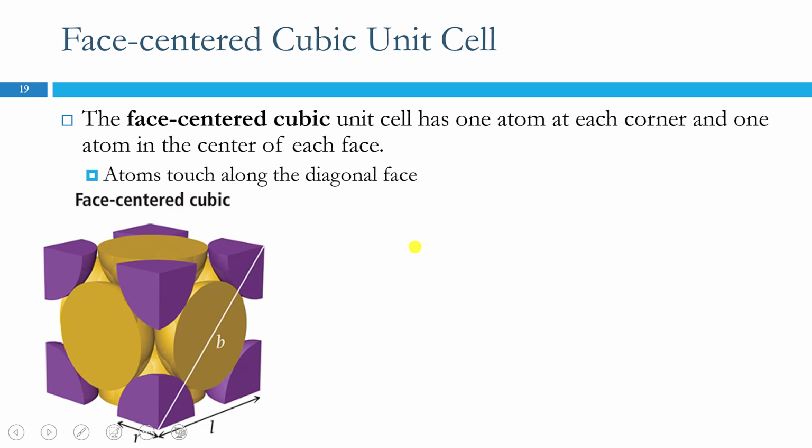If you take the corners, we know that we have 8 corners, and each one of those is occupied by 1/8 of an atom, provided that there are atoms in each corner of the unit cell. And so that gives us 1 atom.